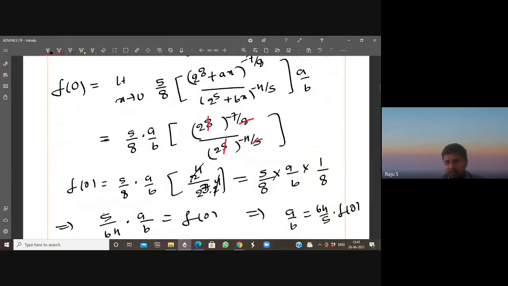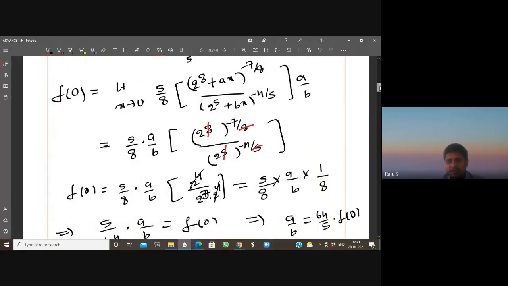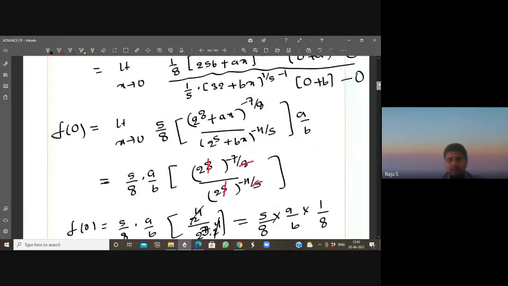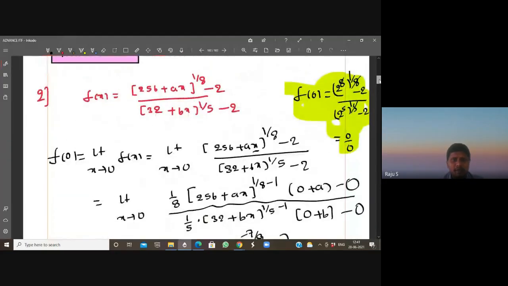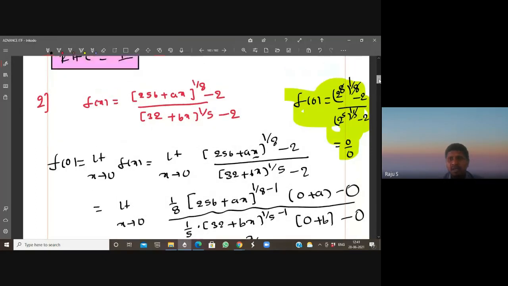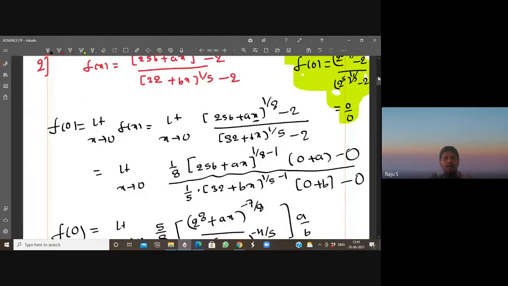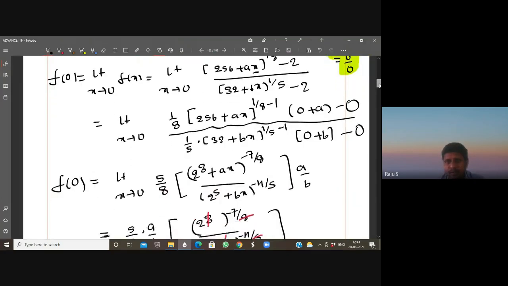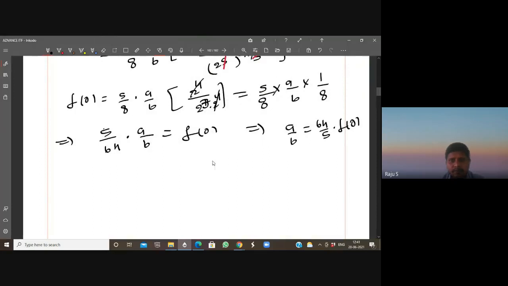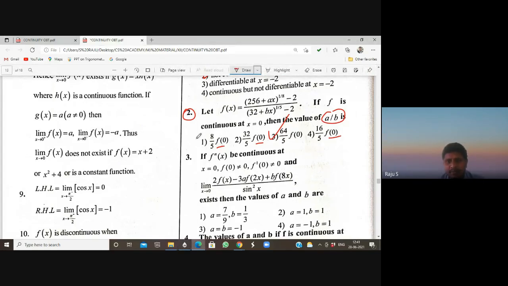So what I have done, students, is simple. I used L'Hospital rule once. That's all. After that, I substituted x is equal to 0 and simplified. To substitute directly, we are getting 0 by 0. We cannot find f of 0 directly. With the help of the limit concept, I am finding it here. I apply limit x tends to 0. Then after, I applied L'Hospital rule. Right? So finally, the answer will be 64 by 5.